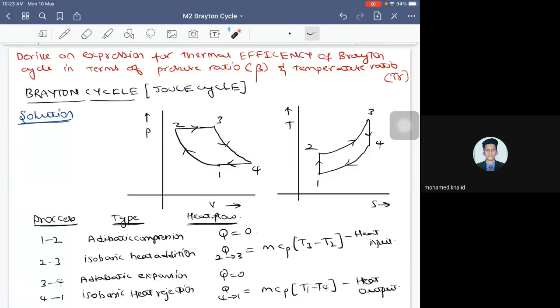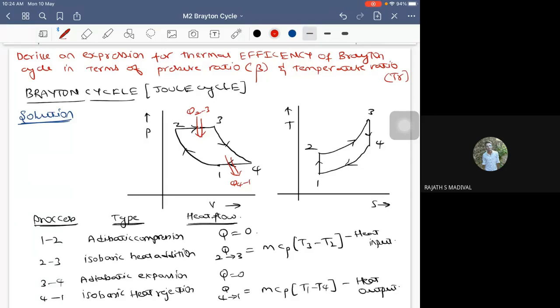Now, out of all these processes, in how many processes would the heat interact? That means in how many processes could I add heat or reject heat out of all 4? In how many processes could I add or reject heat from the system? 2 processes, isn't it? The one is where you are adding heat, which is Q 2 to 3. Now, one process where you are rejecting heat is Q 4 to 1, isn't it? So these are the 2 processes where you can add or reject heat from the system.